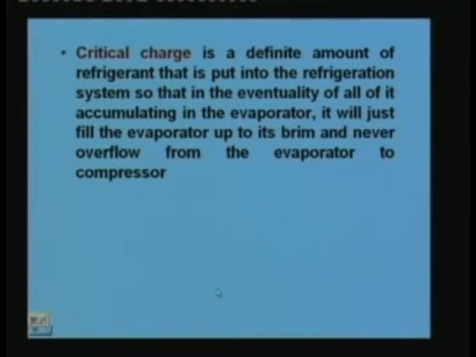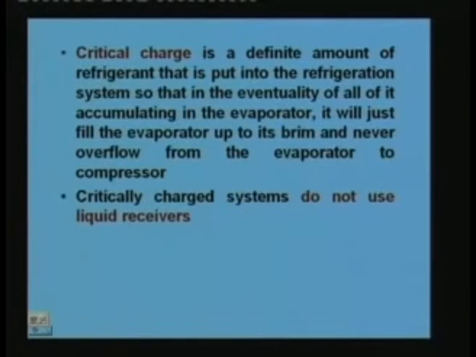Critical charge is a definite amount of refrigerant that is put into the refrigerant system, so that in the eventuality of all of it accumulating in the evaporator, it will just fill the evaporator up to its brim and never overflow from the evaporator to the compressor. That means the refrigerant inside the system and the evaporator volume are such that when you transfer all the refrigerant from the condenser and other components into the evaporator, the refrigerant amount will still not be sufficient to overflow from the evaporator. It may fill the evaporator completely, but liquid will not overflow.